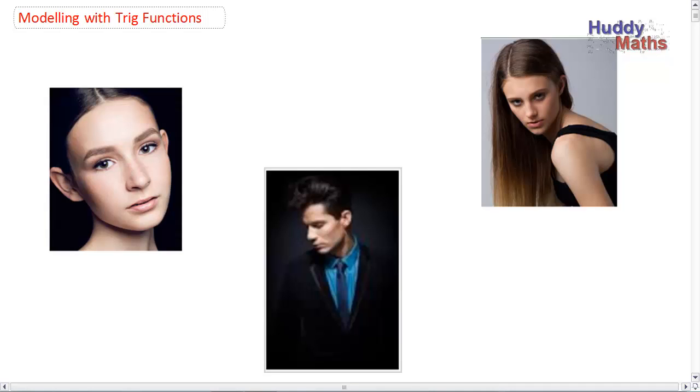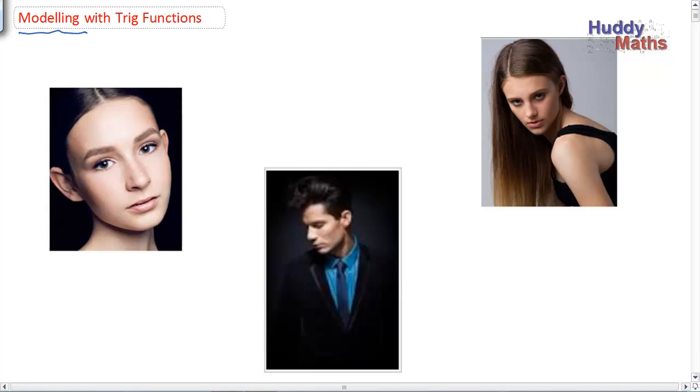Wow, what's going on here? Well, I'll tell you, what I did was I picked up that word modelling up the top here and Google searched it, okay? And this is what I came up with. I think I should have added with trig functions. I think it's a different type of modelling than this lot here. Anyway, quite good looking faces there.